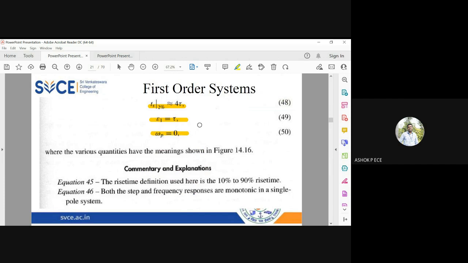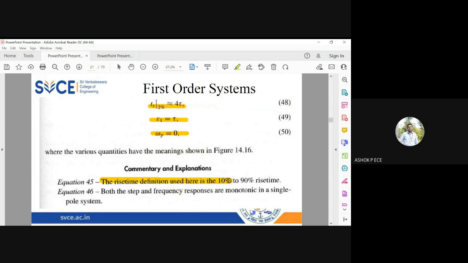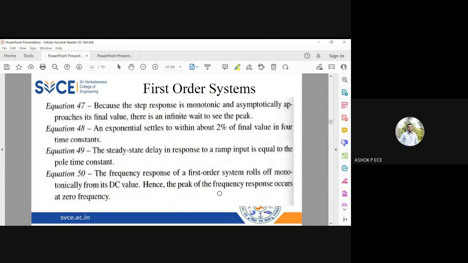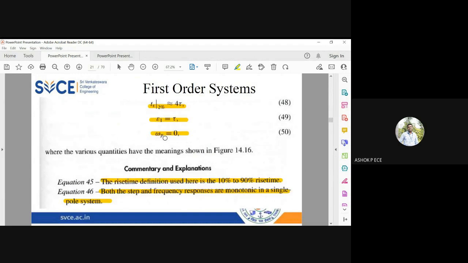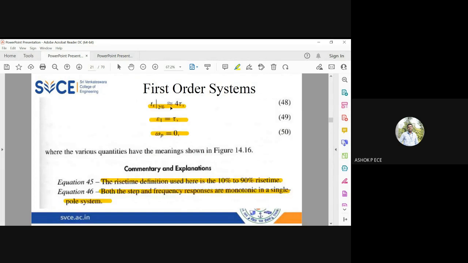And what is the meaning of all these terms? This Tr is called the rise time. The rise time is the time taken to rise from 10 to 90% of the maximum value. You see, both the step and frequency response are monotonic in a one pole system. Then Tp: the step response, the time taken when the system reacts to a unit step signal. Then this equation is the settling time, so how the system settles after reaching the final value. It takes 4 times the time constant value, 4 tau.